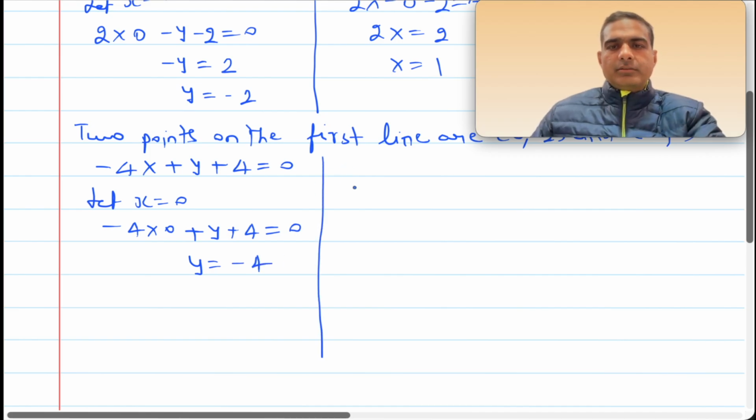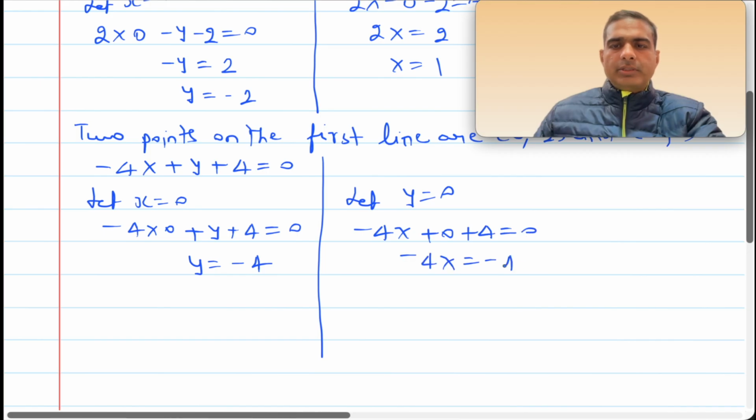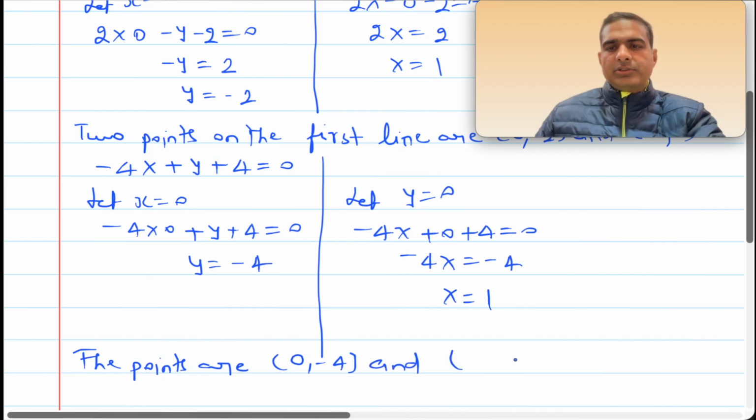Now taking y is equal to 0. So we will be getting minus 4x plus 0 plus 4 is equal to 0. So minus 4x is equal to minus 4. So x is equal to 1. So the points are, what we got when we substituted x is equal to 0, we got y is equal to minus 4, and when we substituted y is equal to 0, we got x is equal to 1. So the 2 points on this line, minus 4x plus y plus 4, are 0, minus 4 and 1, 0.